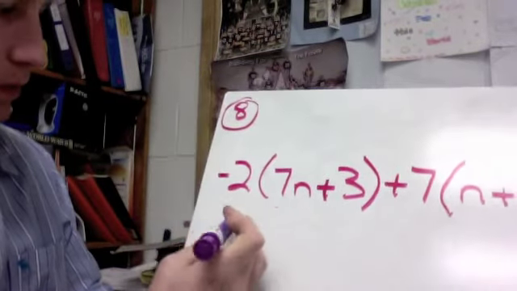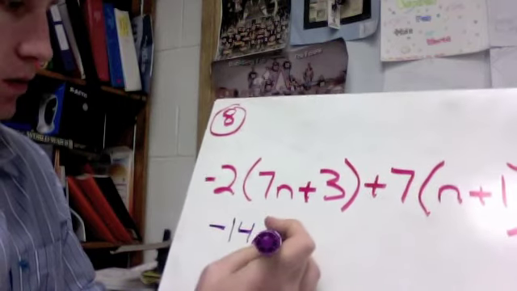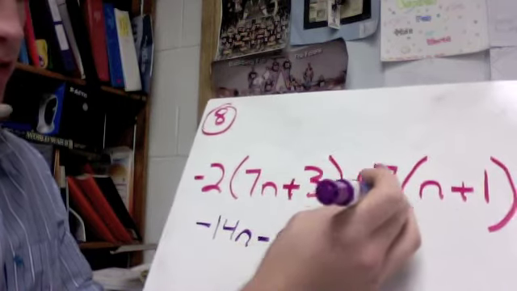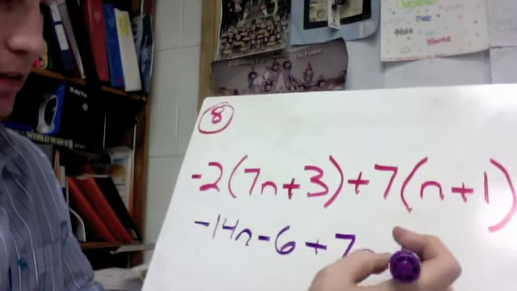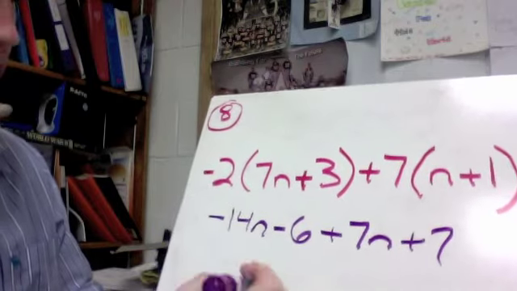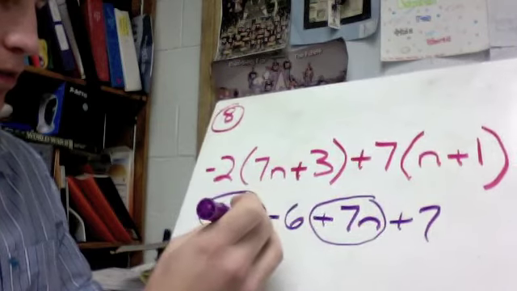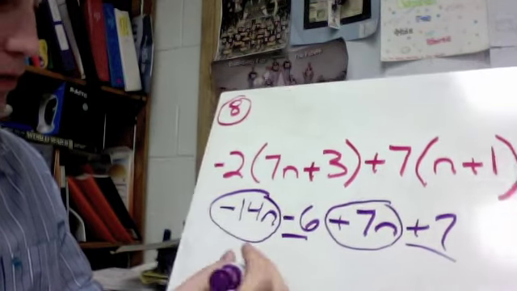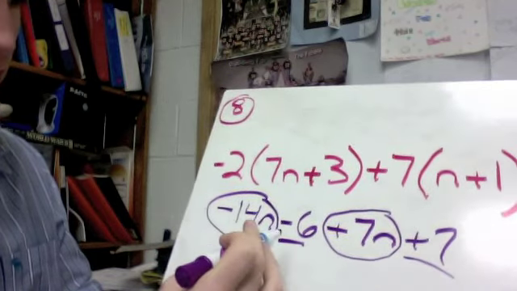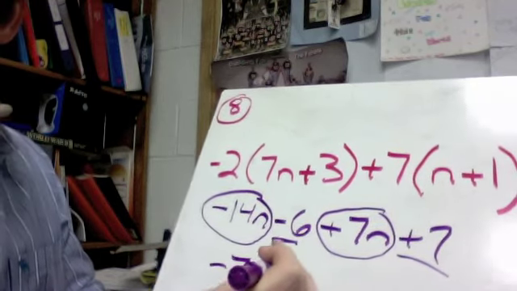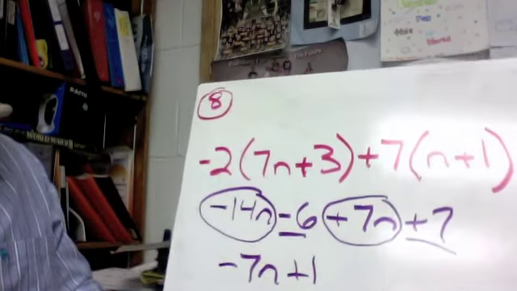Number 8. Negative 14n, negative 6, positive 7n, and positive 7. And here, here, here, and here. Put those together, that looks like negative 7n, and that looks like positive 1. And that should be it for that one.